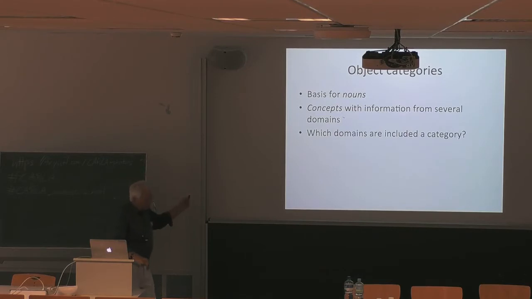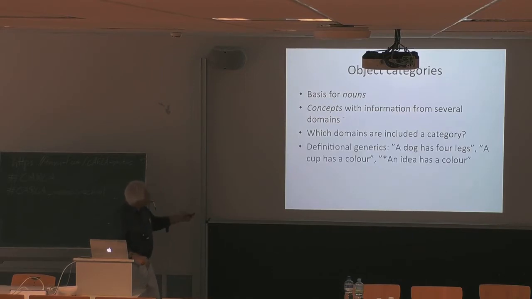Now, one question is, of course, what domains are important for a category like dog? The shape of a dog is quite central. Maybe the sound of a dog. I don't know whether the smell of a dog is so important. The temperature of a dog is not important in categorizing a dog, and maybe color is a little bit important. So there are certain domains that are more essential than others. I talked a little bit about that already.